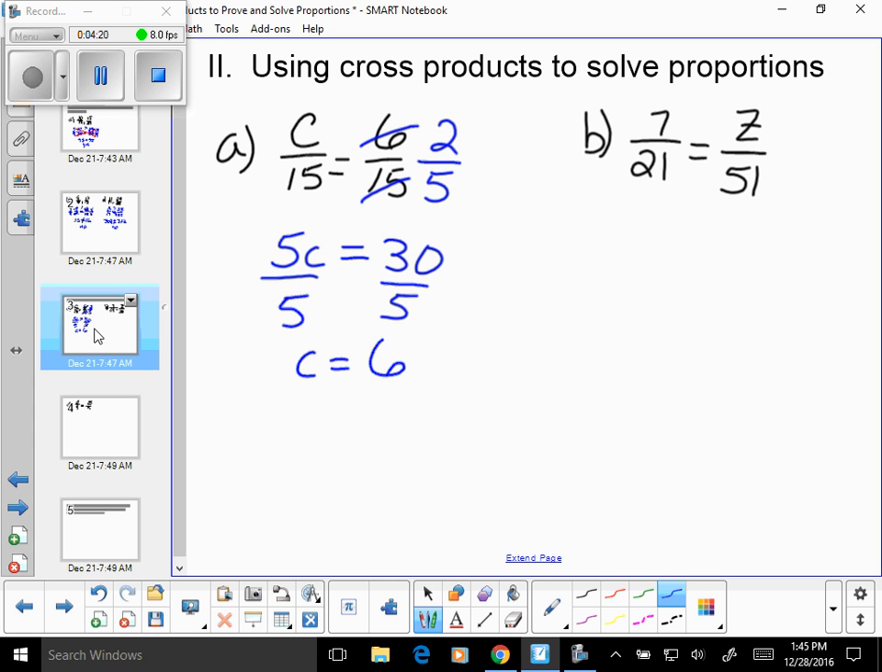And if you substitute it back in, it's pretty visible: 6 over 15 has to equal 6 over 15. At this point, I suggest you hit pause and go on to both B and C. If I look at B, I'm going to take 7 into 21 and get this down to 1/3. Now I'm going to take 3 times Z equals 1 times 51, which is 51. And divide both sides by 3. And Z will equal 17.